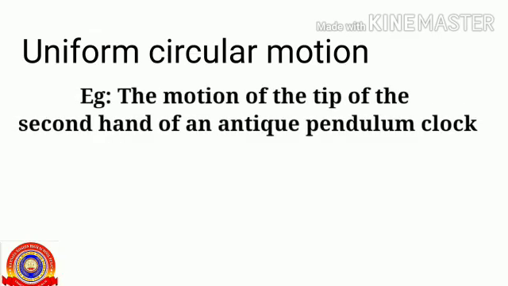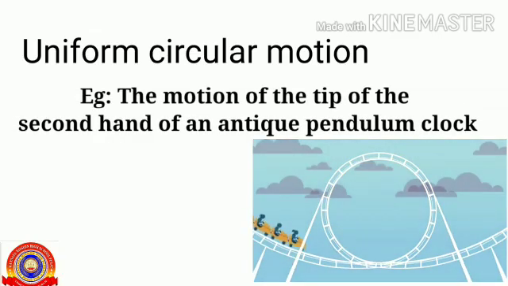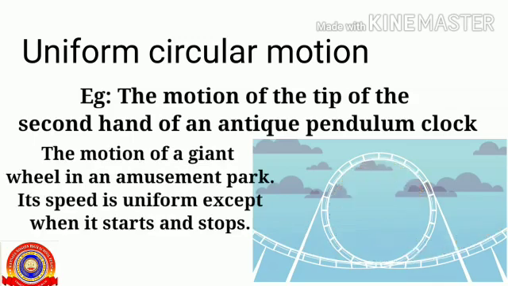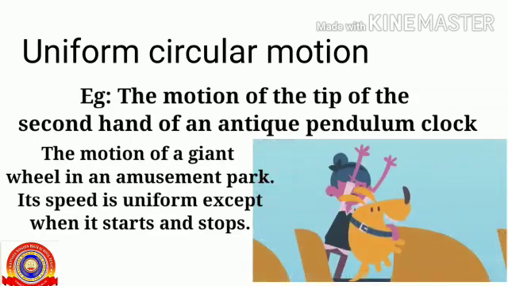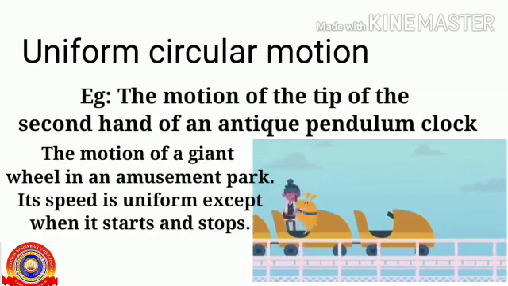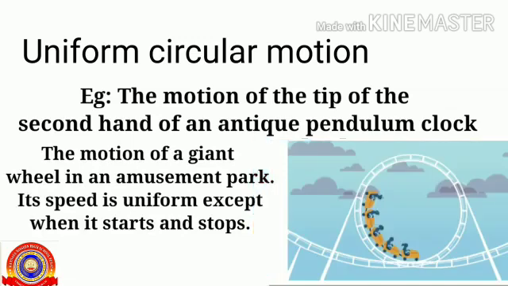Example, the motion of the tip of the second hand of an antique pendulum clock and the motion of a giant wheel in an amusement park. But its speed is uniform except when it starts and stops. These are some examples for uniform circular motion. Try to find out more examples.